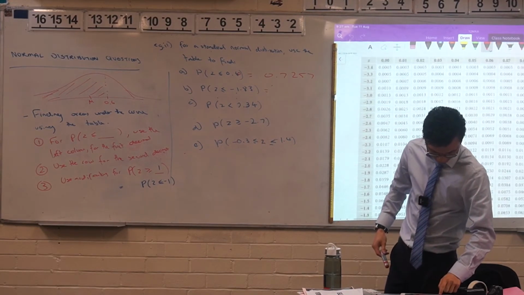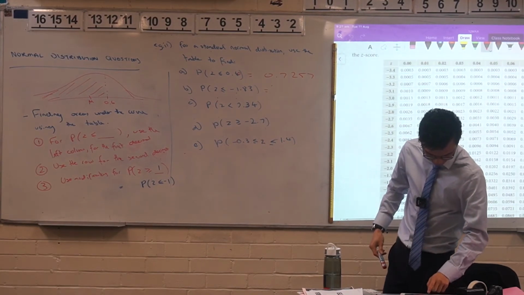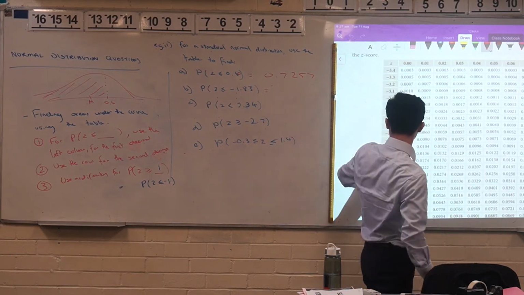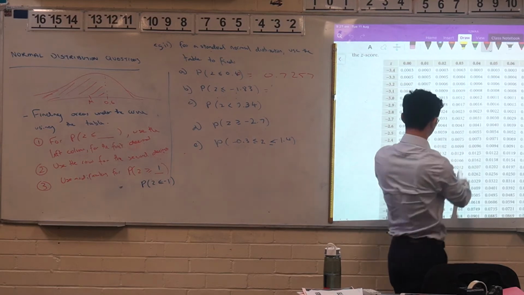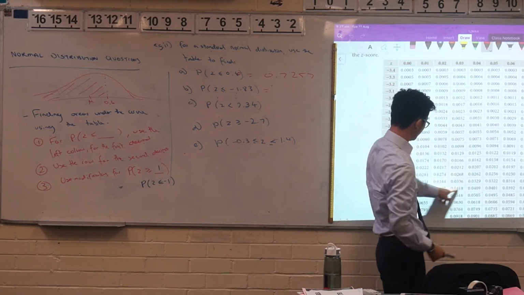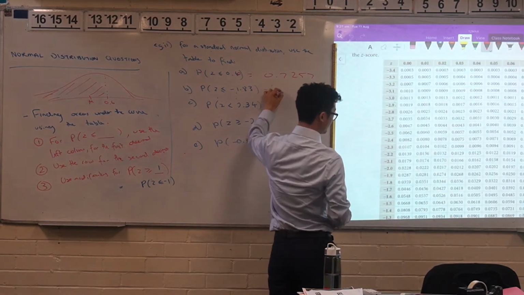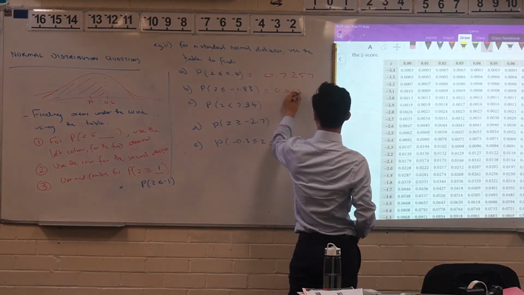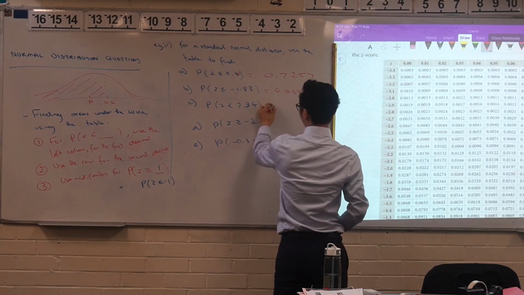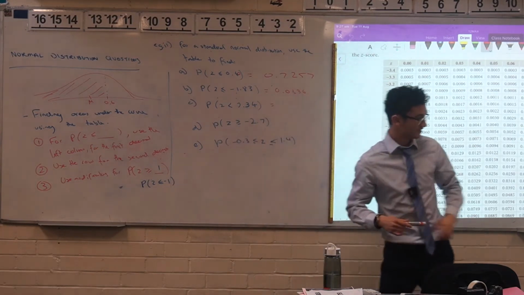So we go to negative 1.8 and you go to 0.336. So negative 0.03 is the second decimal, and yep, 0.0336. Perfect. This is a 2 apparently.